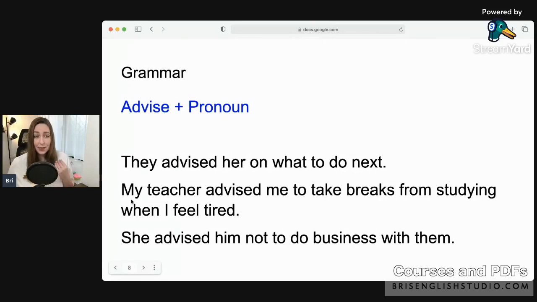Next one. My teacher advised me to take breaks from studying when I feel tired. My teacher advised me to take breaks from studying when I feel tired. So here, teacher, of course, is a person of authority. They know what they're talking about. Okay, last one. She advised him not to do business with them. She advised him not to do business with that company. All right, with them. Very good.